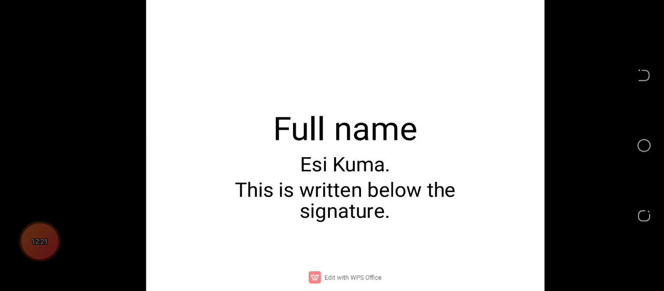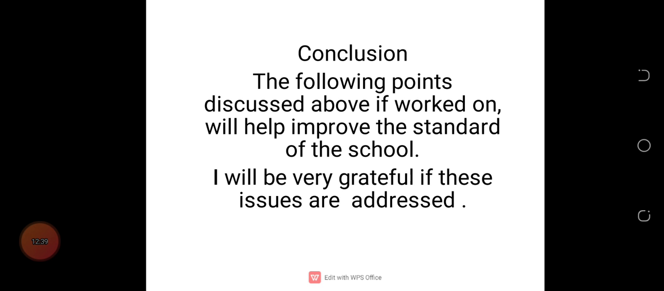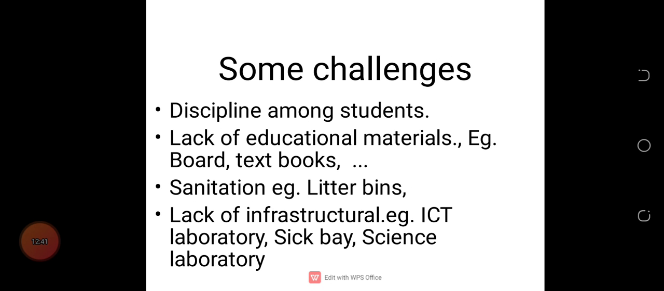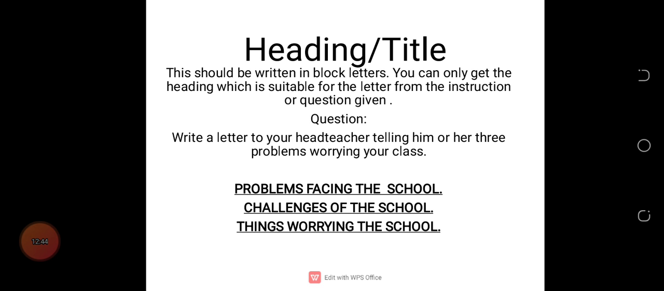All right, so this is where we end our lesson. We have just been taken through the process of writing a formal letter, and we have seen the features of a formal letter and how to go about it. So for your assignment, you have to write a letter to, we are using the question given here, write a letter to your head teacher telling him or her 3 problems worrying your school.